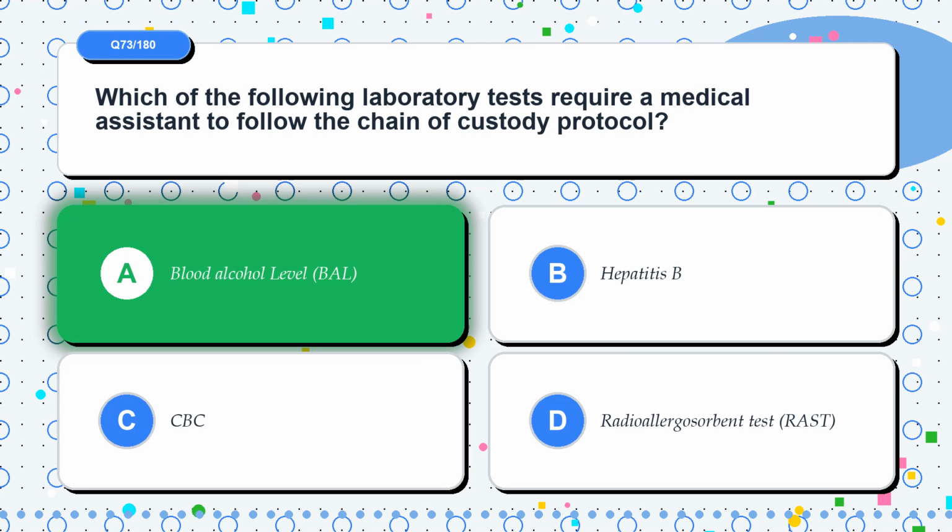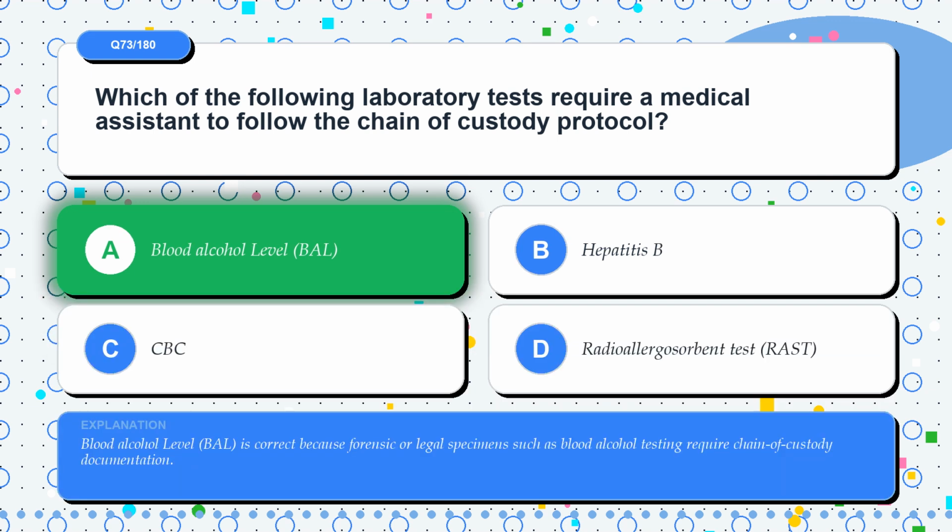The correct answer is option A. Blood alcohol level, BAL. Blood alcohol level, BAL, is correct because forensic or legal specimens such as blood alcohol testing require chain of custody documentation.